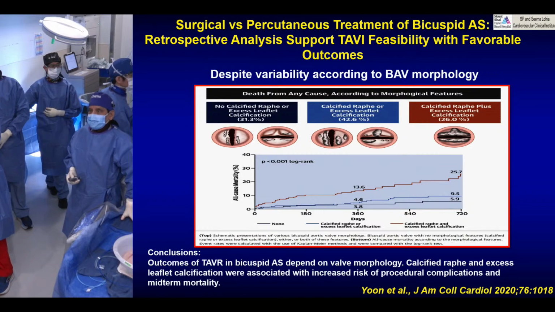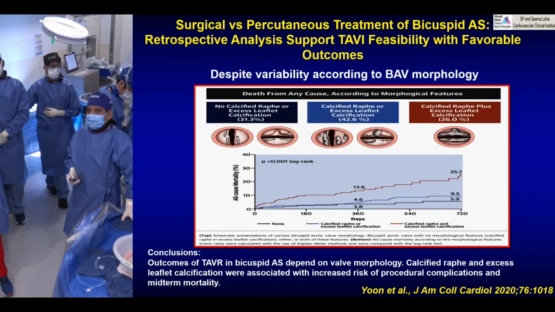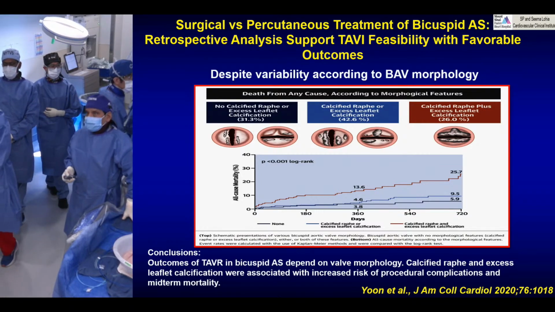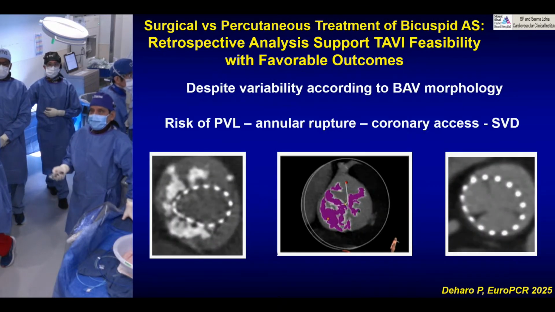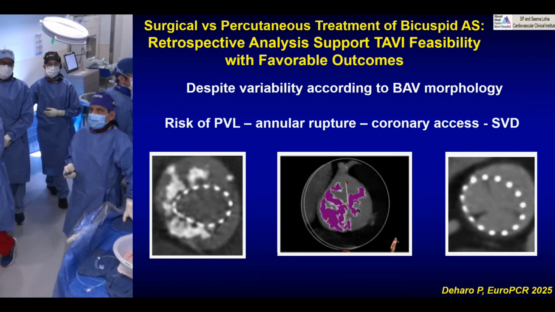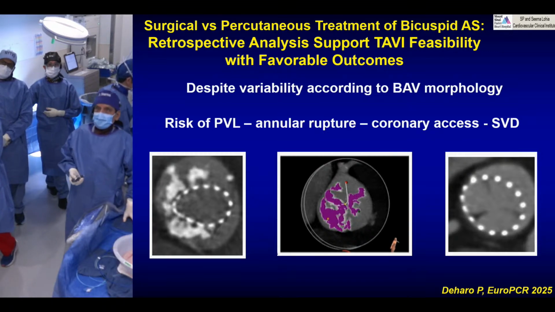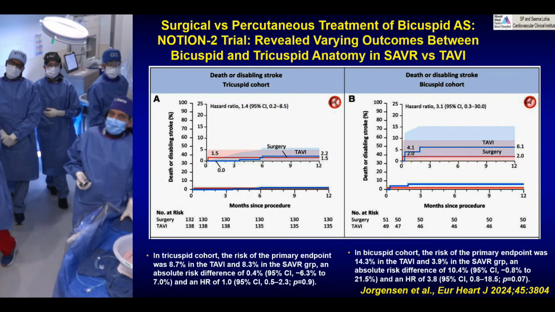So once you have the calcified raphe as well as excessive leaflet calcification, those patients have large trouble. They are associated with a high event rate of PVL, annular rupture, issues with coronary access, and structural valve degeneration. All those are more troublesome with these cases.